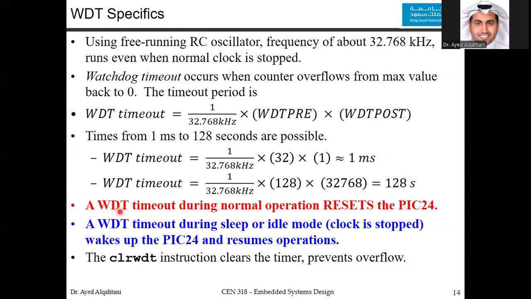Again, the jobs of the watchdog timer: you have a timeout during normal operation that will cause a reset. And you will have a timeout during sleep or idle mode that will wake up the PIC24. Also, don't forget this instruction that can clear the watchdog timer. Okay, at this point, we finished the reset with all its possible scenarios. Now we will move to the power saving modes. And this is related to the watchdog timer, to the discussion that we just finished.